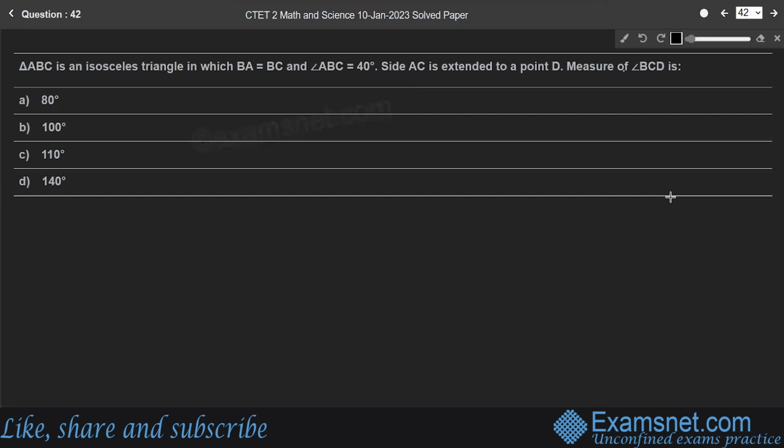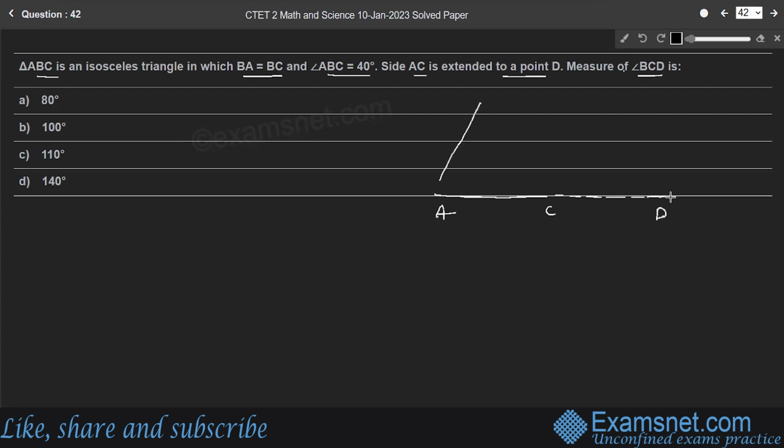Question 42. Triangle ABC is an isosceles triangle in which BA is equal to BC and angle ABC is 40 degree. Side AC is extended to a point D. Measure angle BCD. So we'll consider side AC first, which is extended to a point D.